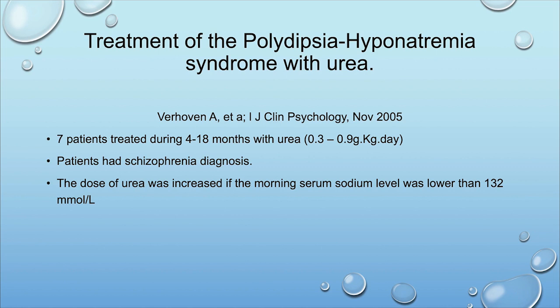Patients with polydipsia, excessive water intake, can also be treated with urea. In this study that appeared in the Journal of Clinical Psychiatry, 7 patients were treated for 4 to 18 months with urea, 0.3 to 0.9 grams per kilogram per day. Patients had a diagnosis of schizophrenia. The dose of urea was increased if the morning serum sodium was lower than 132.